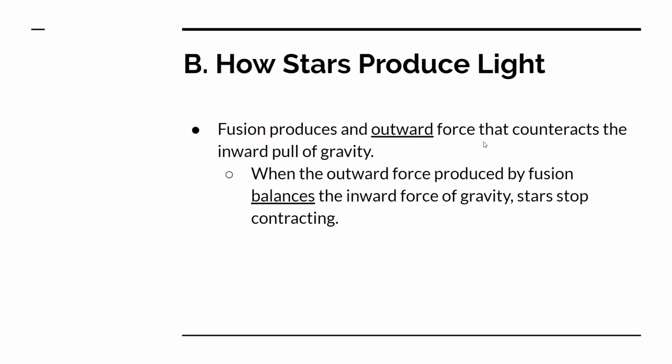So a star is trying to squish itself, but the explosions on the inside from all those nuclear reactions are pushing the star out. And when the outward force produced by the fusion balances the inward force of gravity, stars stop contracting, meaning stars stop squeezing themselves. So our sun is constantly trying to squeeze itself, but it's also having a bunch of energy blow up from the inside, which means it eventually balances out to the size and shape that it has now.